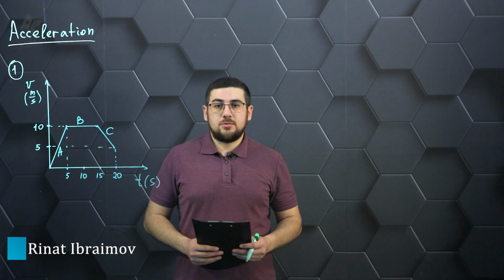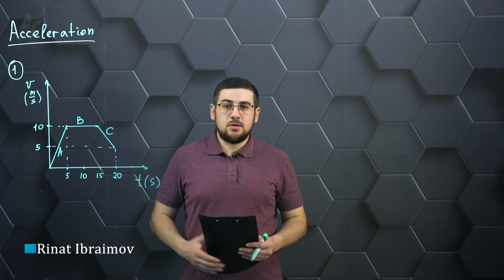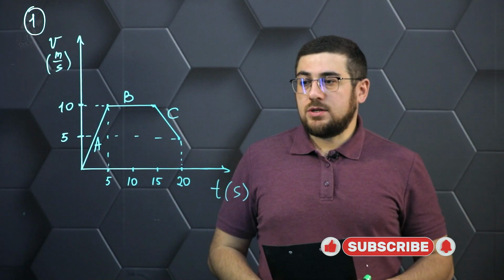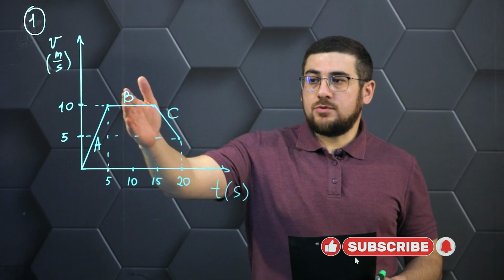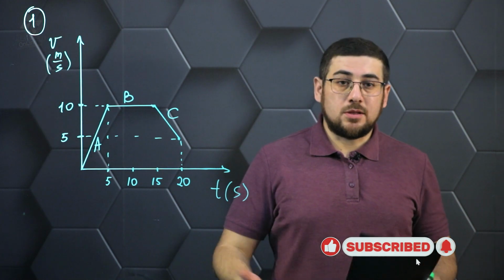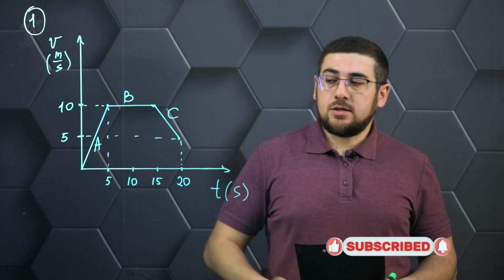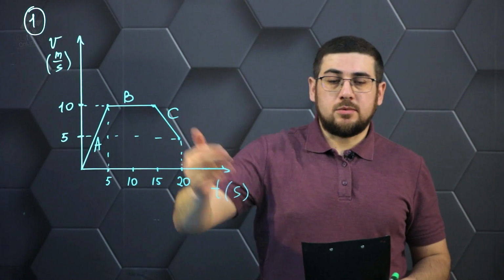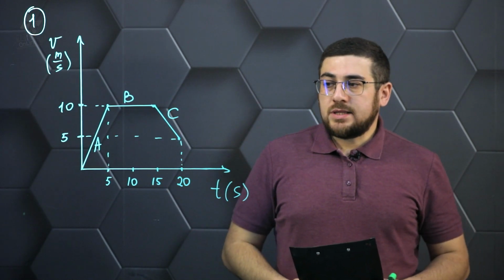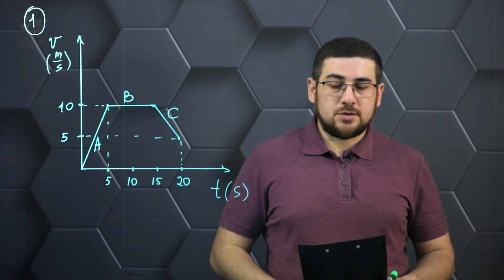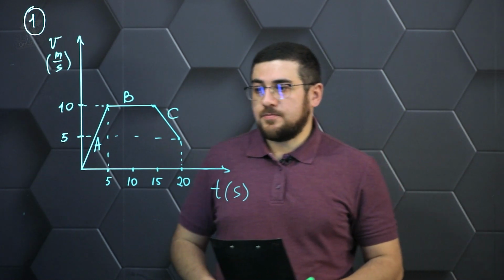Hello! Today we are solving problems on the topic of acceleration, and we start with a problem with a graph. The graph shows the motion of a body, and as we can see, the motion is quite variable, i.e., at one stage the velocity of the body increases, at another it remains constant, and then it decreases. The problem is to find the acceleration of the body at each of the three plots. Let's see how to do this.